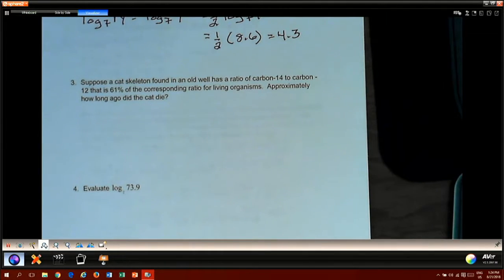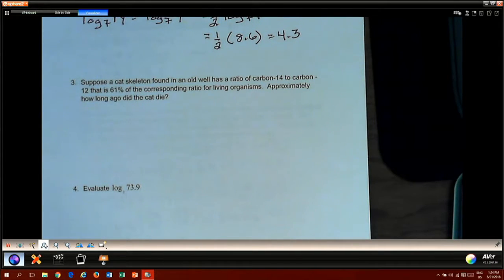Suppose a cat skeleton found in an old well has a ratio of carbon-14 to carbon-12 that is 61% of the corresponding ratio for living organisms. Approximately how long ago did the cat die? Well, we have to figure this one out.